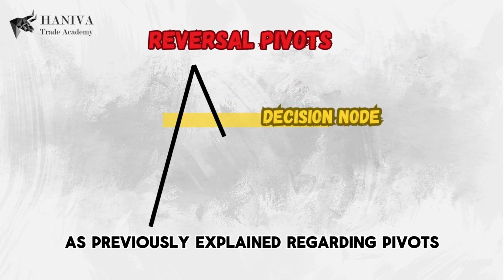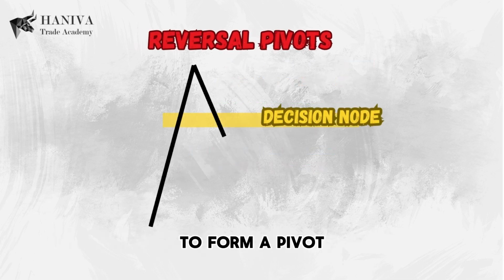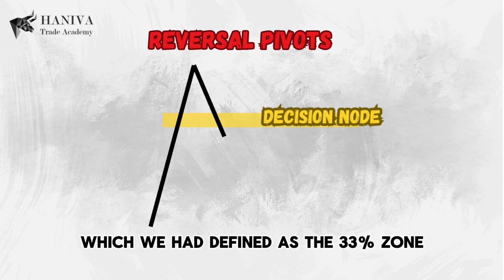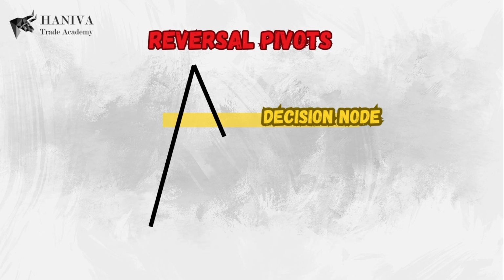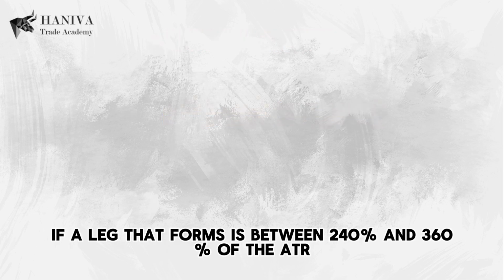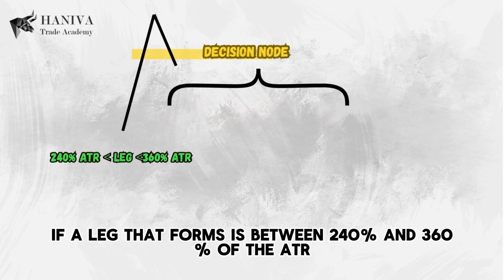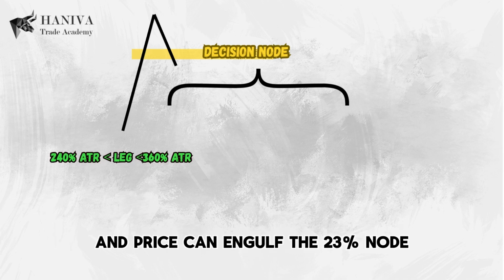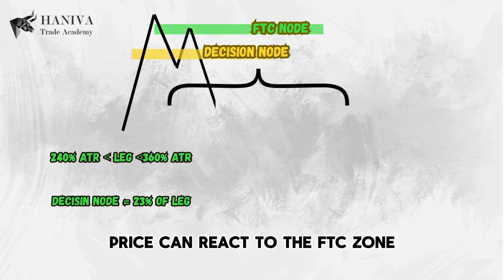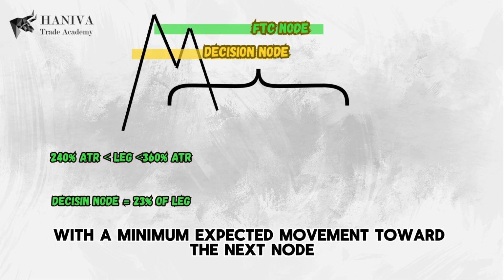As previously explained regarding pivots, to form a pivot, the node in the last third of the leg must be engulfed, which we had defined as the 33% zone. But in this video, I want to explain a key point about this. If a leg that forms is between 240% and 360% of the ATR of the respective time frame, and price can engulf the 23% node with a maximum of 2 reversal candles, price can react to the FTC zone and we can enter the trade, with a minimum expected movement toward the next node.